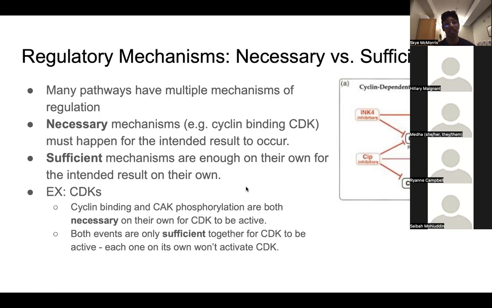And there's an example down here: cyclin binding and CAK phosphorylation are both necessary for CDK to be activated, but the two events are only sufficient when they happen together to activate CDK. Because if you have just one of those, just cyclin binding or just CAK phosphorylation, then the CDK won't be active.